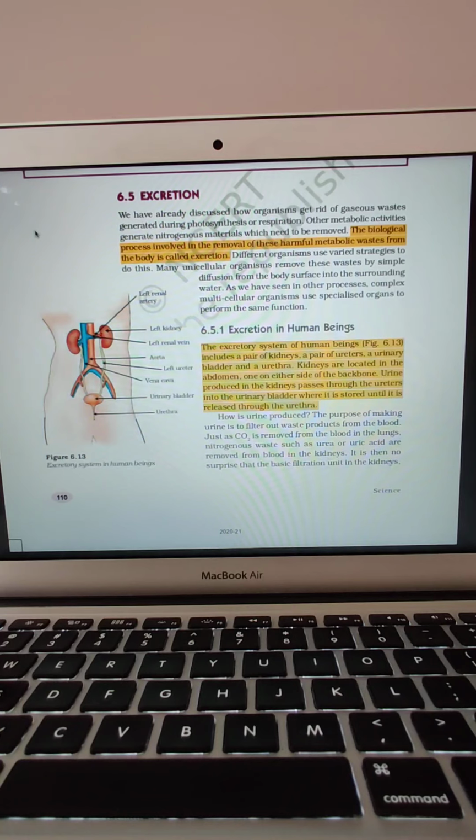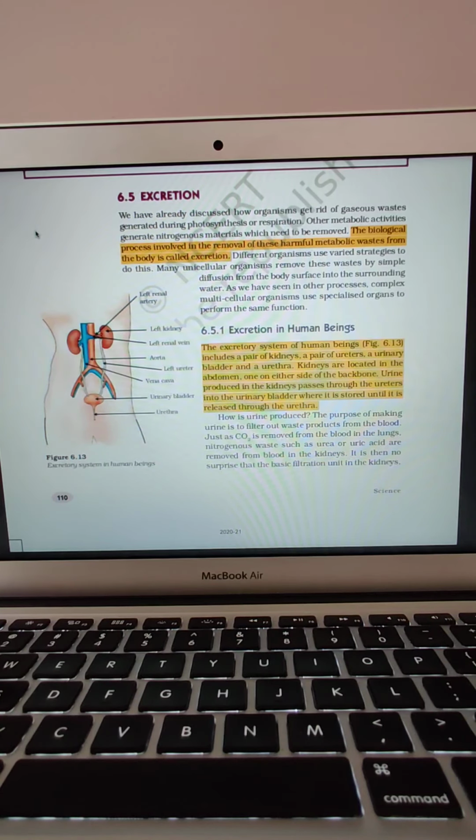So coming to the excretory system first, it is also called what? The urinary system. The human excretory system or urinary system helps in the removal of waste and purifies the blood. Basically, it removes the nitrogenous waste from our body, and apart from excretion, it also plays a major role in maintaining homeostasis in our body.